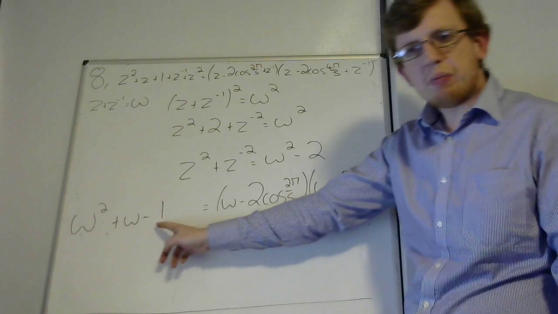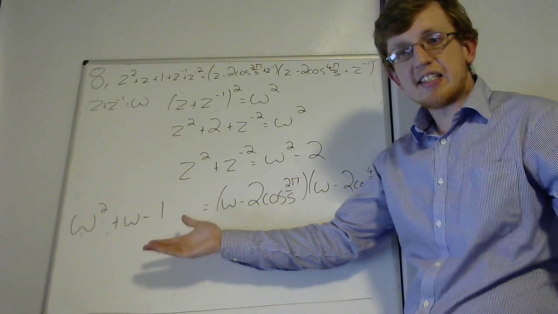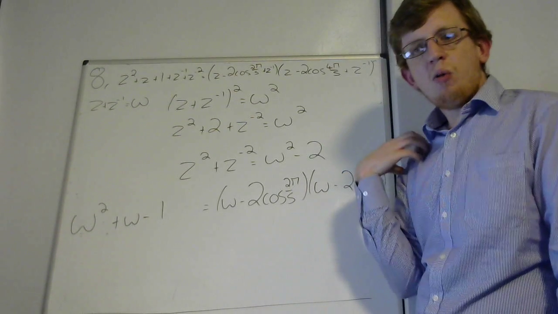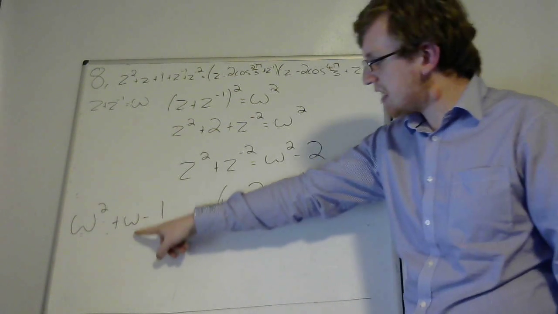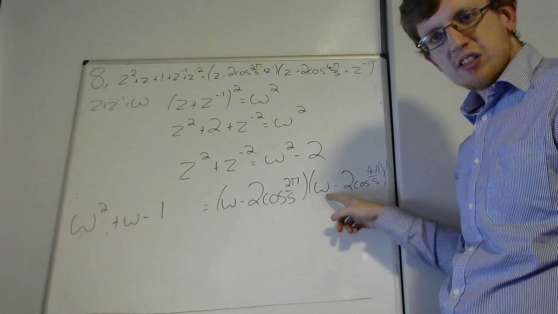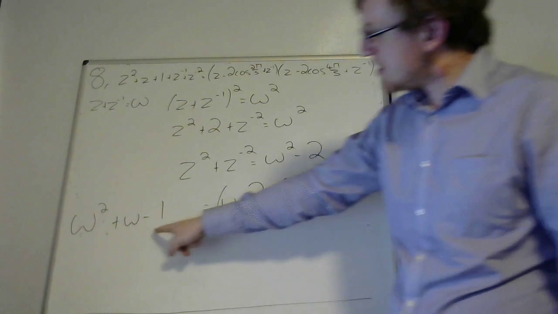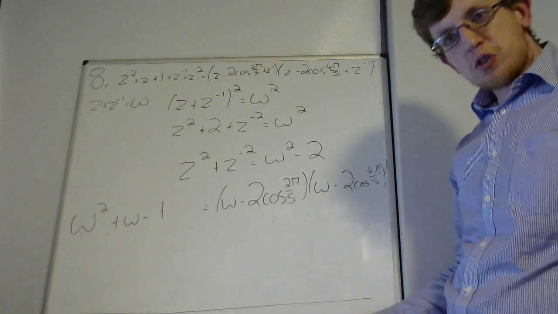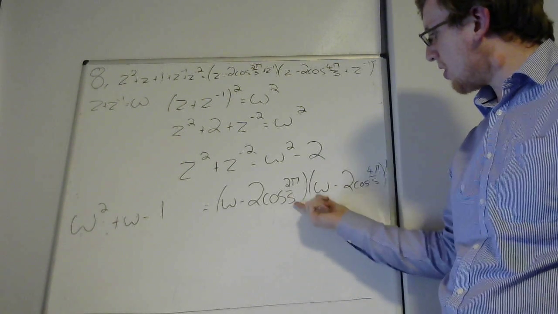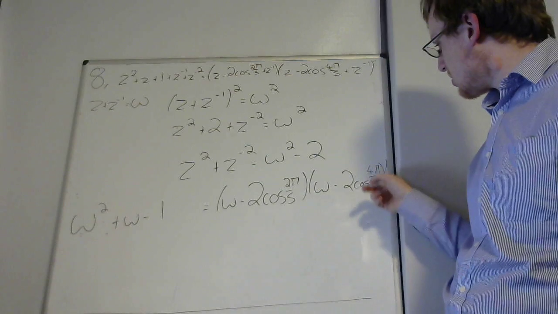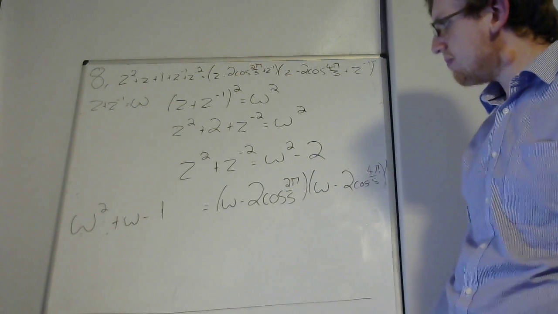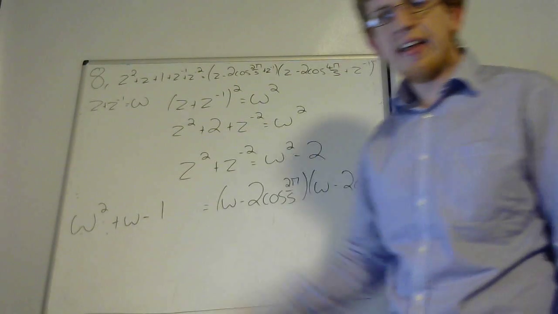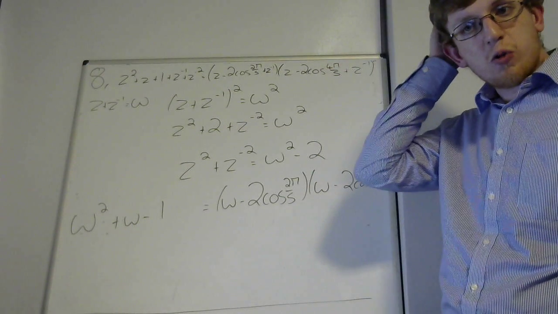So we've got w squared plus w minus 1, which is a quadratic, is equal to w minus something times w minus something. Well, what does this look like? This looks like a quadratic, and its 2 roots. So let's find the 2 roots of this equation in its complex form, and those 2 roots would equal 2 cos 2 pi on 5 and 2 cos 4 pi on 5. So how can we find the roots of this equation here? Let's use the quadratic formula.